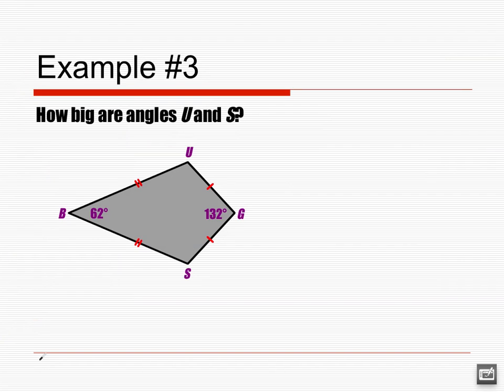Okay, we know in a kite, one pair of the opposite angles are congruent. Here it's clear that B and G are not congruent, they're different angles. That means U and S have to be congruent. So I'm going to mark them both X.